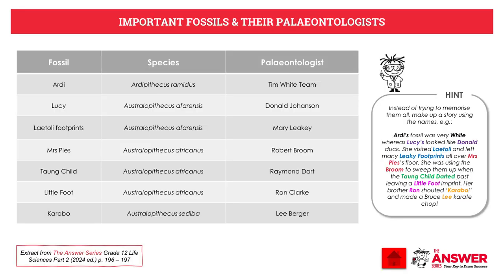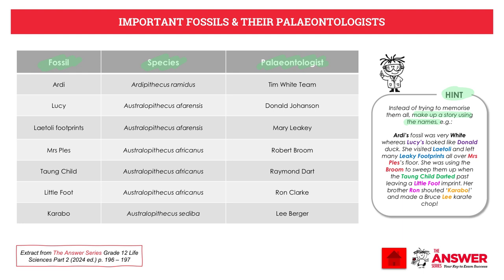Here's a table showing us all the important fossils and the paleontologists that discovered them. Obviously this is a lot of scientific terminology to memorize, and also remembering names of obscure people, which learners often find difficult. So an example of a memorization technique could be that instead of trying to memorize them straight out, who discovered which fossil, try to make up a story using the names. And hopefully this sparks the full terms when you remember the story.